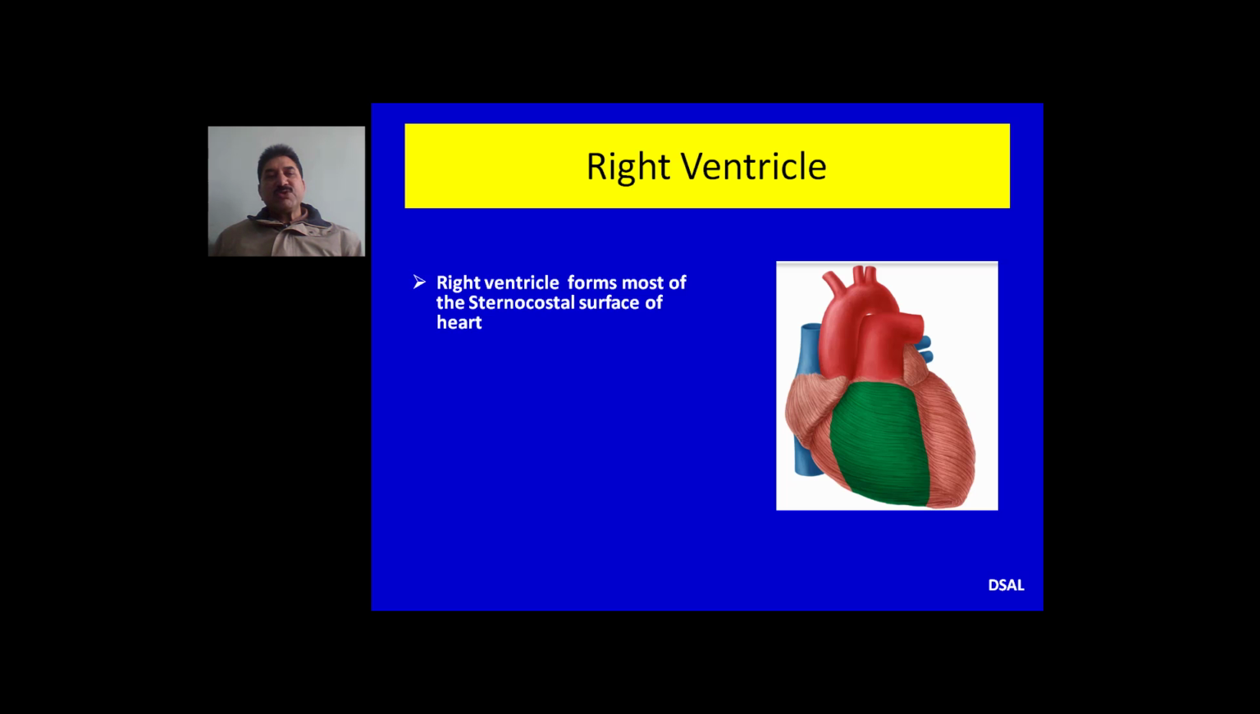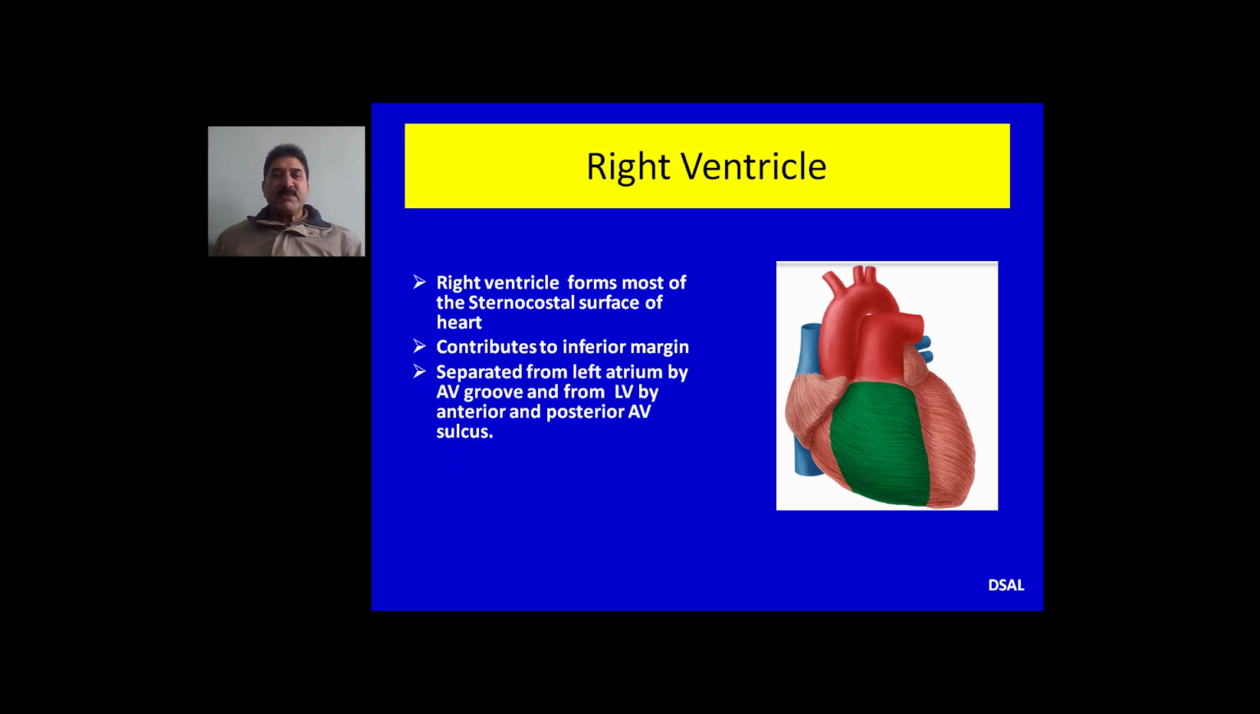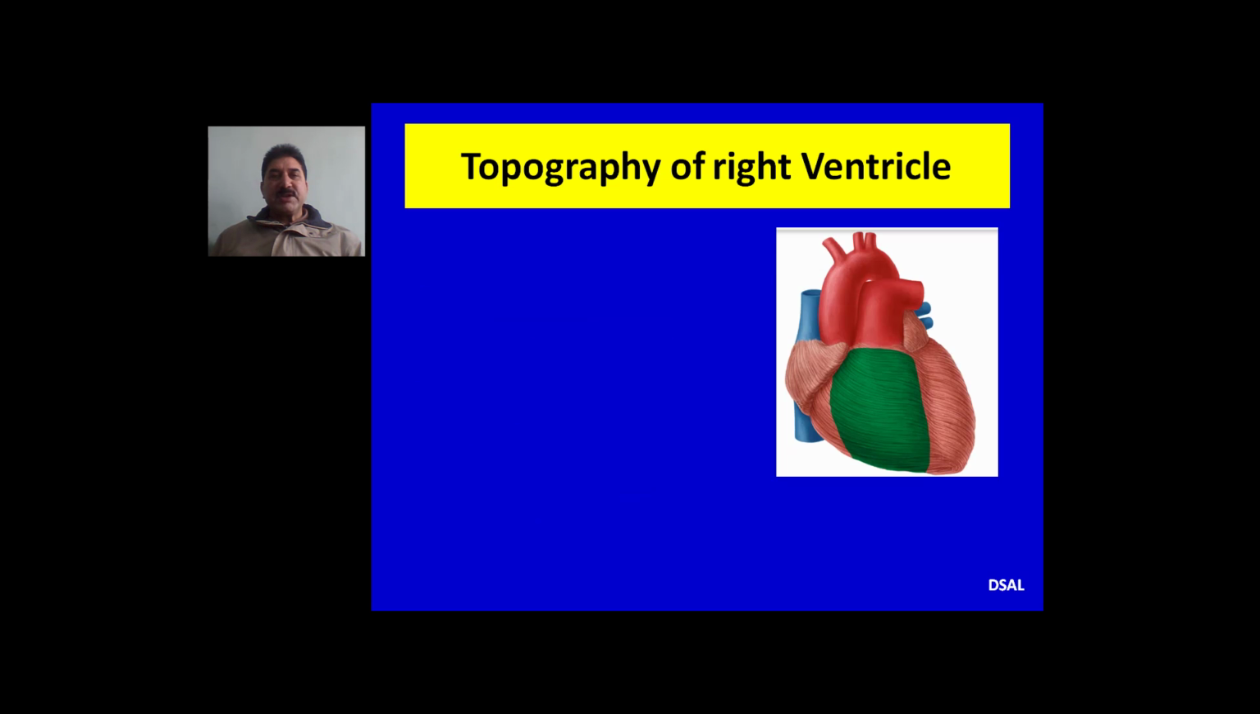The right ventricle forms most of the sternocostal surface of the heart. It also contributes to the inferior margin of the heart. It is separated from the left atrium by the atrioventricular groove and from the left ventricle by the anterior and posterior interventricular sulcus. It receives blood from the right atrium by the tricuspid valve and pumps the same into the pulmonary circulation.